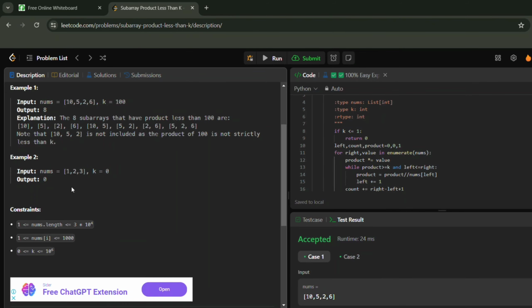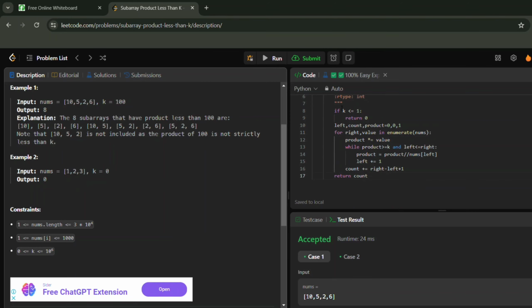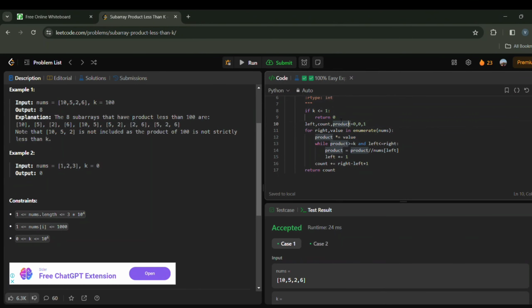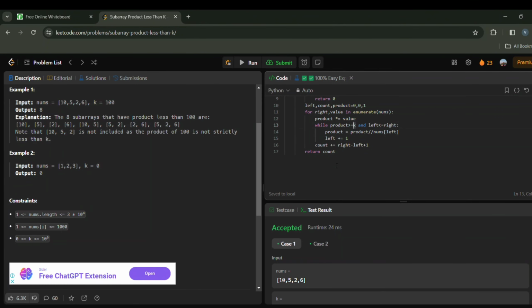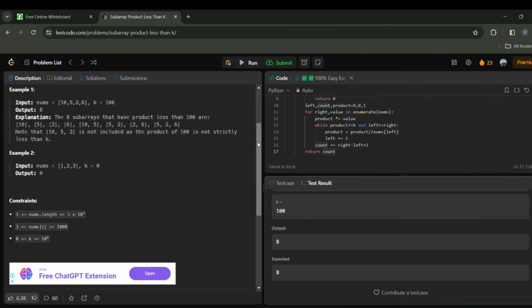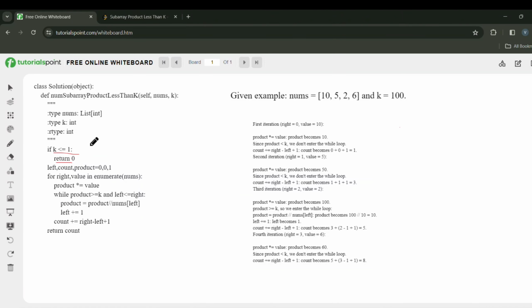So let us look at the code. Here I have used the sliding window technique to solve this, and before running this code, let us understand the logic and how it iterates. This is the code which I have written, and I have taken the example which is given to us, to show how my code iterates and what the count value is at every iteration.